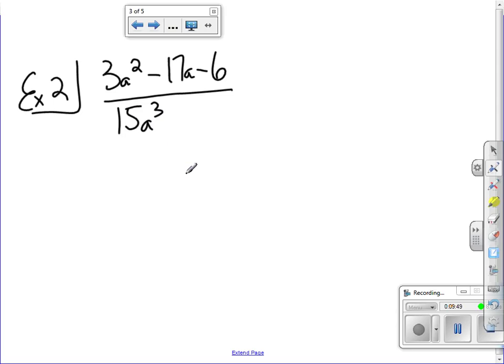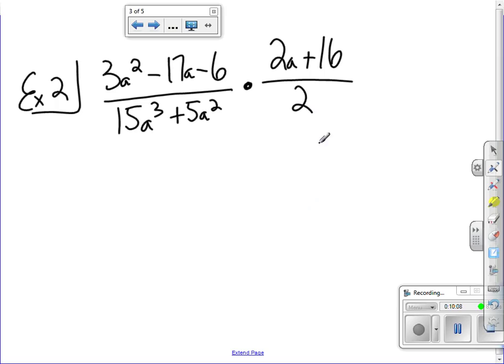All right, so here goes our problem. In the upstairs, 3a squared minus 17a minus 6. In the downstairs, 15a cubed plus 5a squared times, all right, fraction bar, 2a plus 16 over 2.